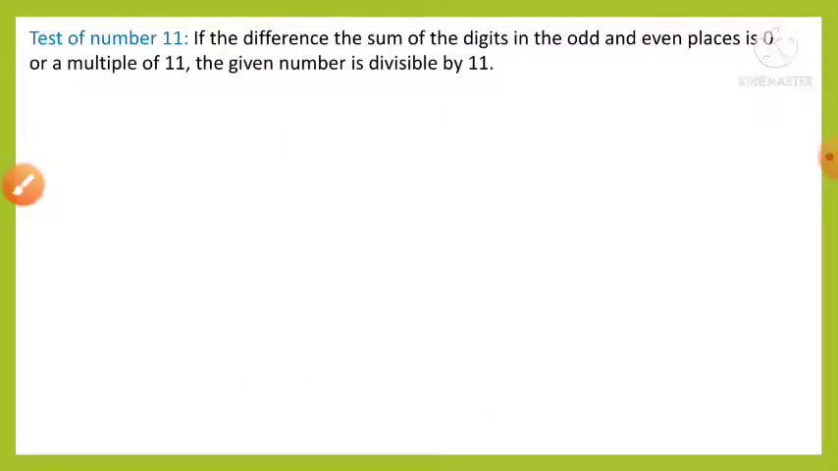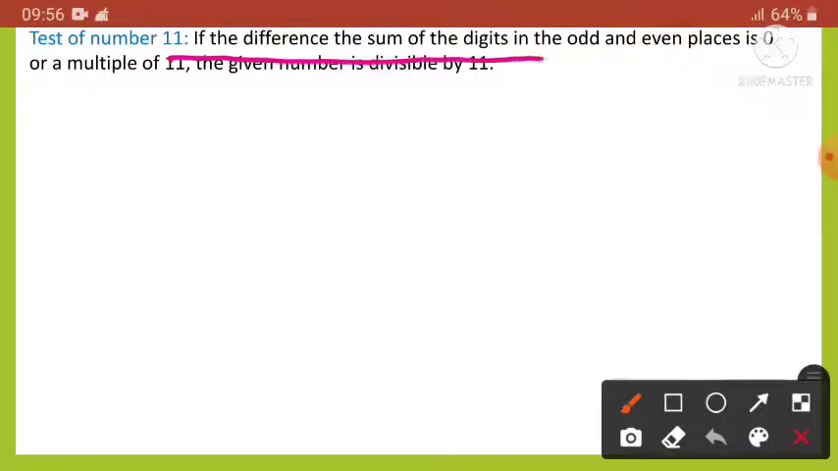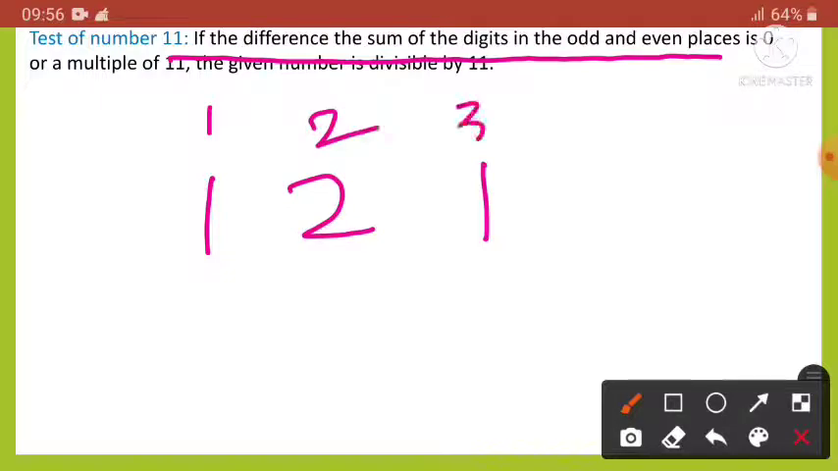Next is the divisibility test of the number 11. The rule is, if the difference between the sum of the digits in the odd places and the sum of the digits in the even places is 0 or a multiple of 11, then the given number is divisible by 11. Now we have to look. Suppose I have a number 1 2 1. So it is the first position, the second, the third, and so on.